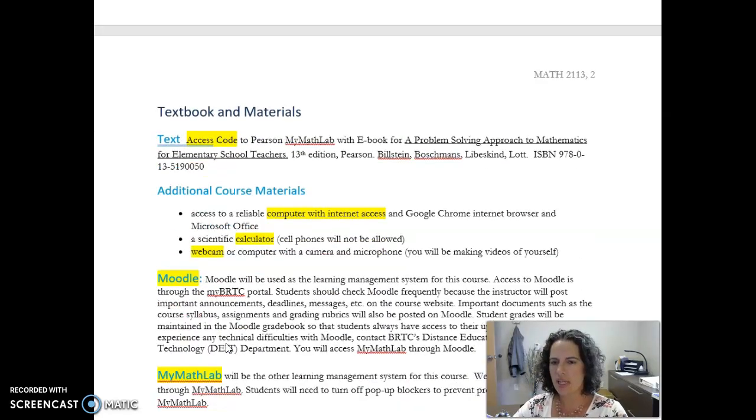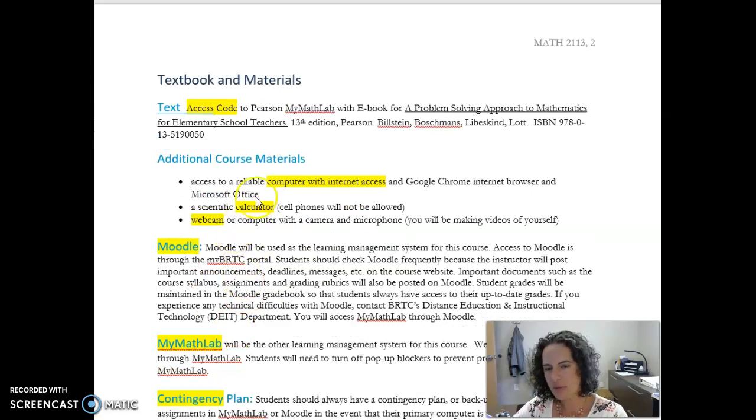The textbooks and materials. So I need you to have an access code to Mymathlab. Okay, it's not necessarily going to be a book or anything like that. It's just an access code that you can type into that Pearson website. Once you get into Mymathlab, it does come with an ebook. Okay, so you still have a book.